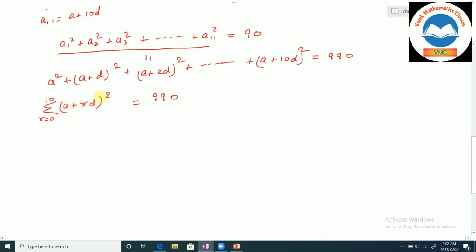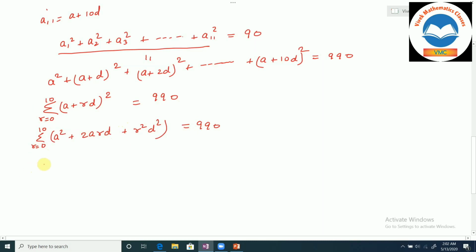Now expand it using the A plus B whole square formula. This will be summation r equal to 0 to 10 of A square plus 2ArD plus r square D square, and this value is given as 990.